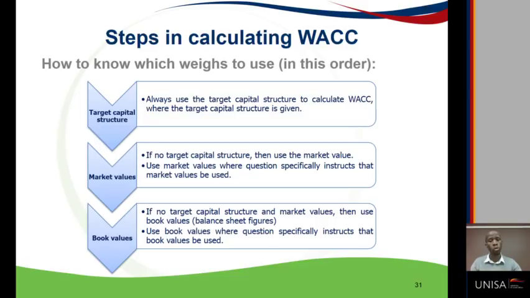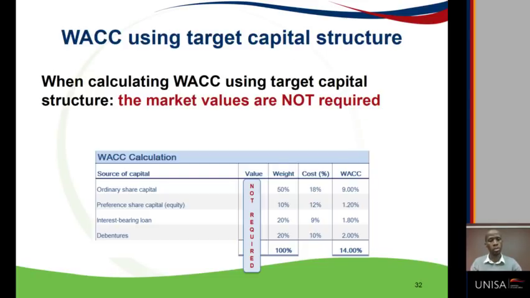And this is where we might have to calculate the market values first. After that, if the two options are not applicable, then we use the book values, which are numbers we take straight from the balance sheet. Now, the first one, when we are using the target capital structure, definitely means that we do not need to calculate the market values. We just look at the weights. If it's 40/60, that's what we use to calculate WACC based on the target capital structure.